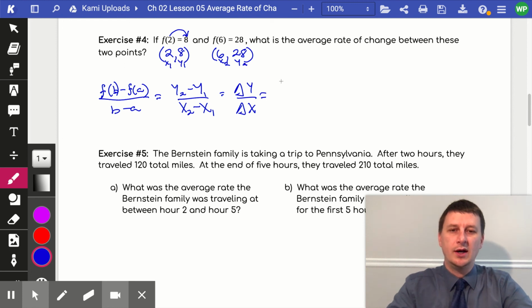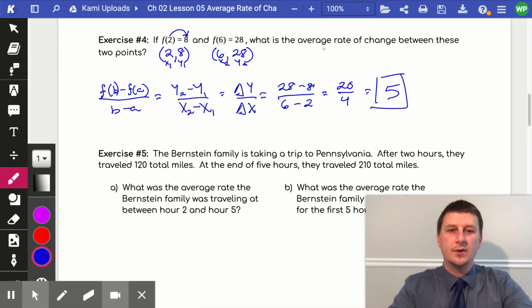So my change in y is 28 minus 8, because how do we get from 8 to 28? We subtract. Same logic, how do we get from 2 to 6? We subtract those as well. So I'm going to get 20 over 4, which will give me an average rate of change of 5. So what is the average rate of change between these 2 points? The average rate of change is 5.